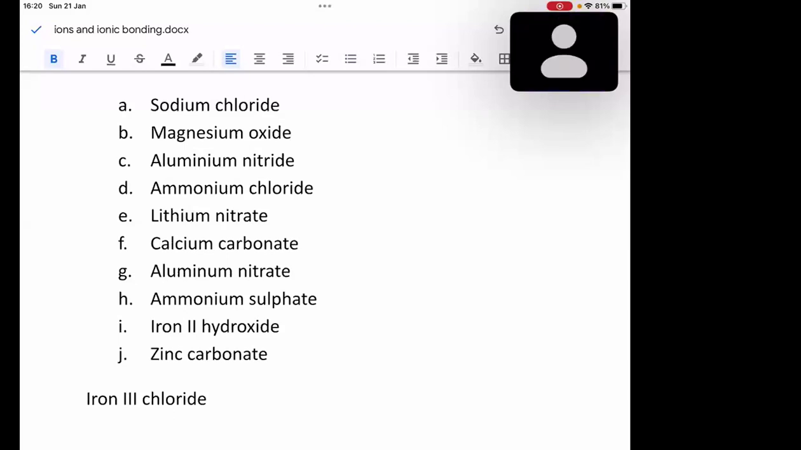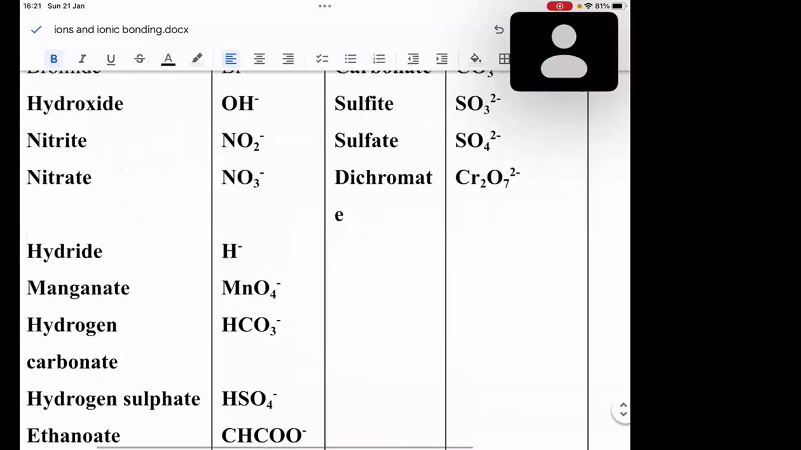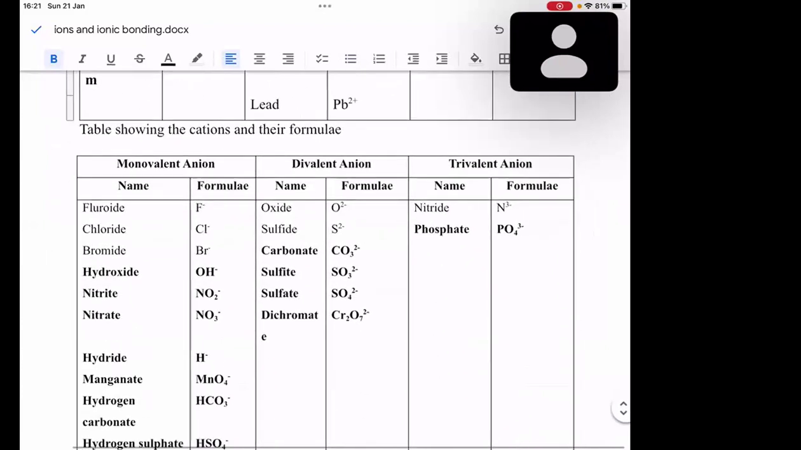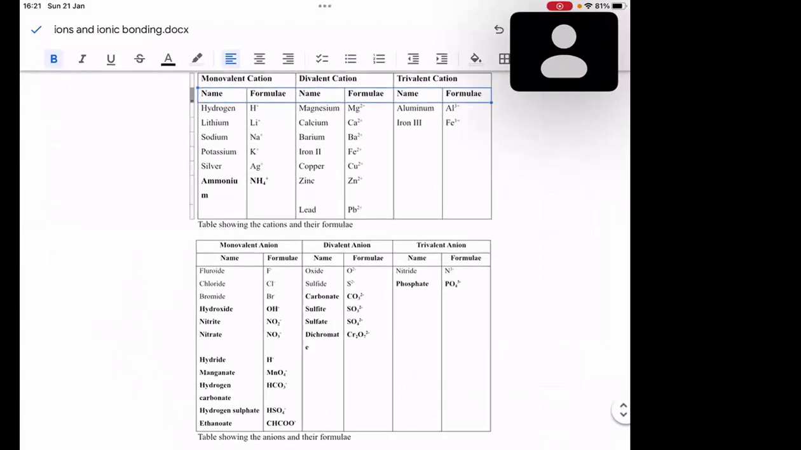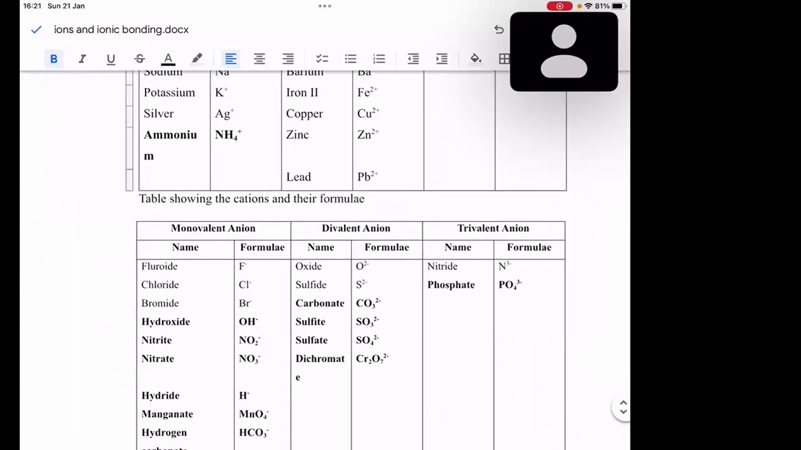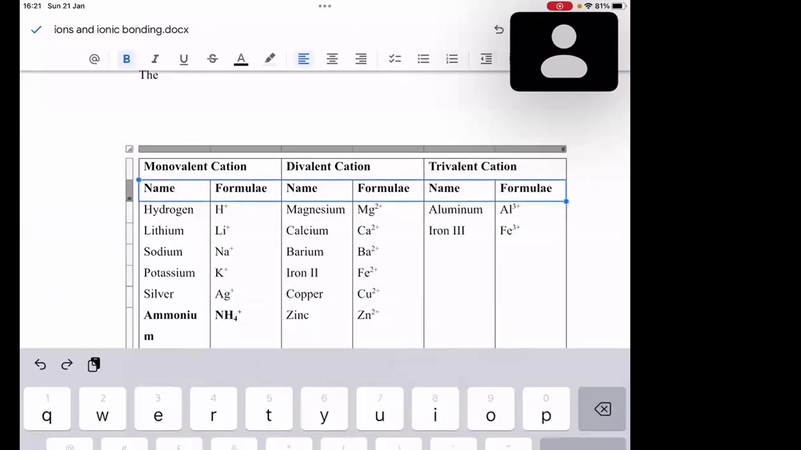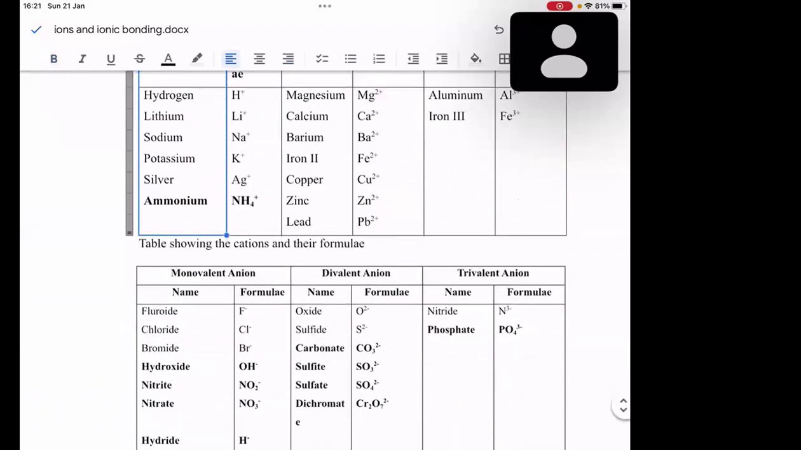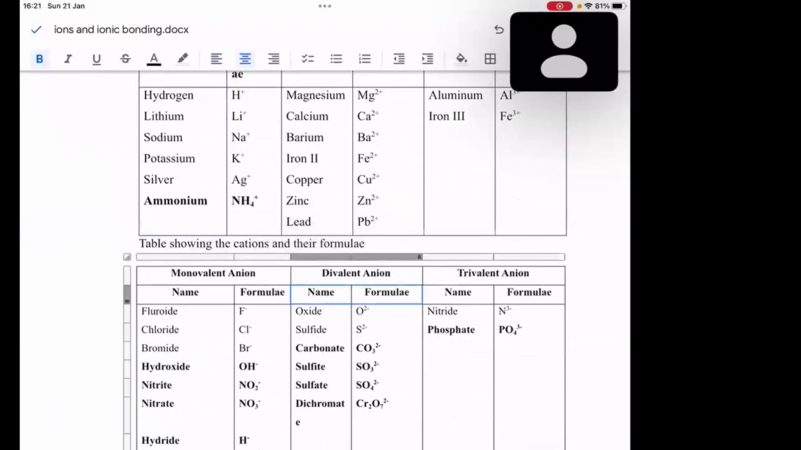Miss, is it necessary that we memorize them? Yeah, you must be able to write them. They can ask you for any compound. Can I take a screenshot first? Let me know when you grab it. Let me extend the table so the names show properly.